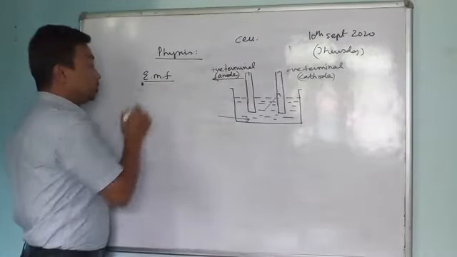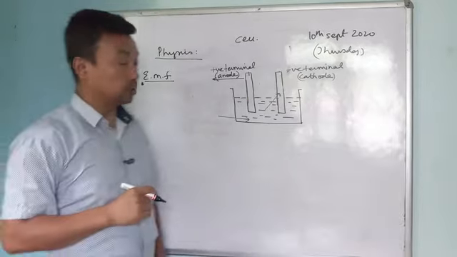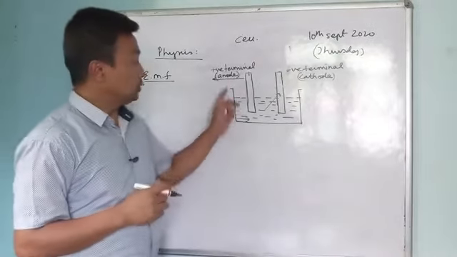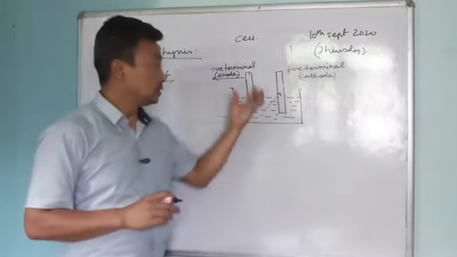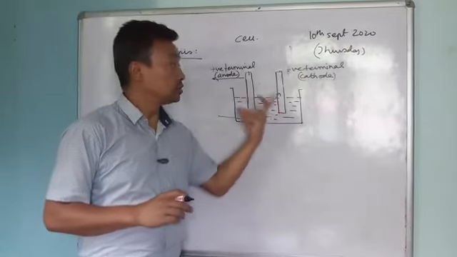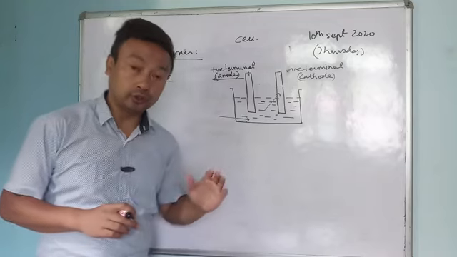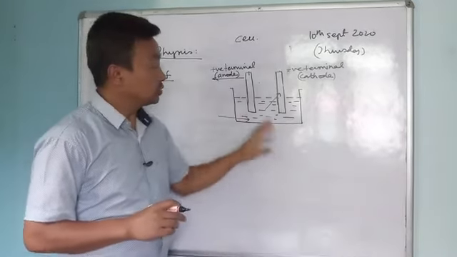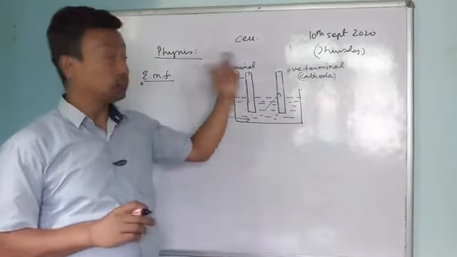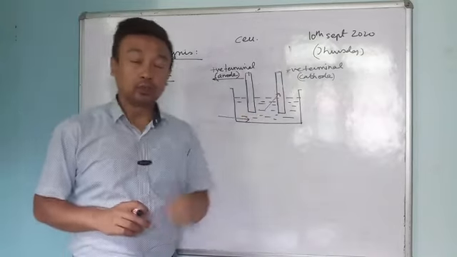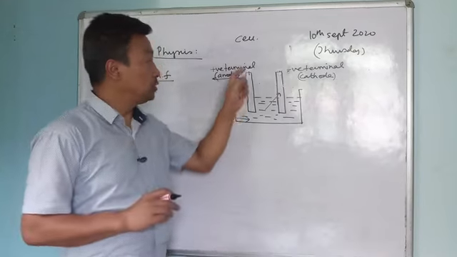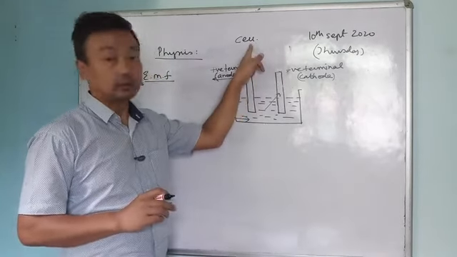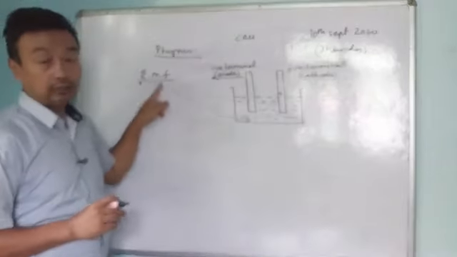Now basically what is this EMF, or the electromotive force? It is when the current is not drawn from the cell. That means when this cell is in the open circuit. When there is open circuit, that means no current is drawn from the cell. In that case, the potential difference between the terminals of the cell is known as the EMF.